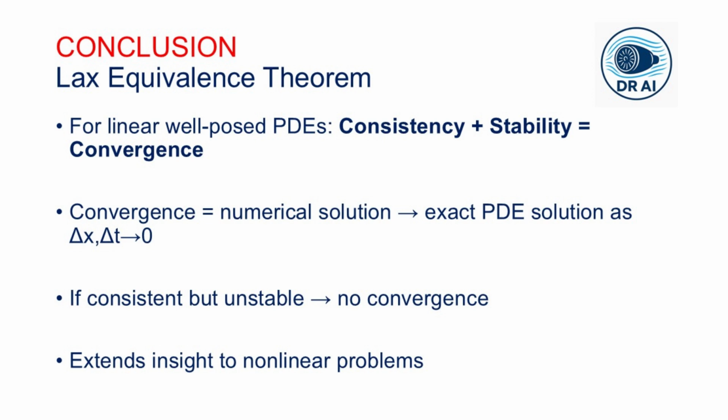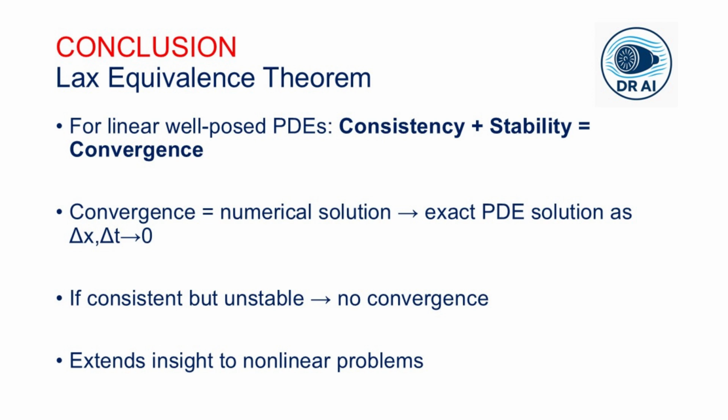So let us unpack the terms. Convergence: as we refine the grid, delta x and delta t approach 0, and the numerical solution approaches the exact solution of the PDE. This is our ultimate goal. What is consistency? The discrete equations approximate the correct partial differential equation, which means the truncation error approaches 0. And lastly, stability means that small errors are not amplified unboundedly.